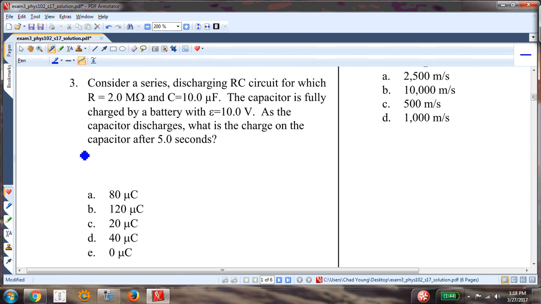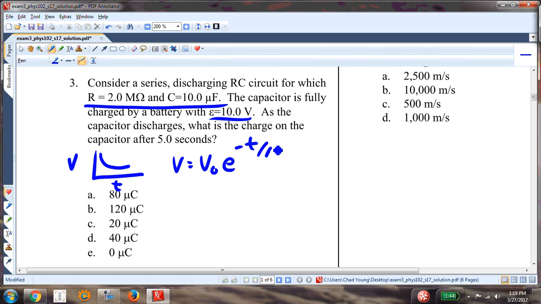Consider this circuit a discharging RC circuit. For these values for R and C, it's fully charged by this battery. What is the charge on the capacitor after 5 seconds? Well, for a discharging RC circuit, the voltage is initially big and then it gets small, so it looks like this. And the function looks like this, V equals V naught times e to the minus t over RC.